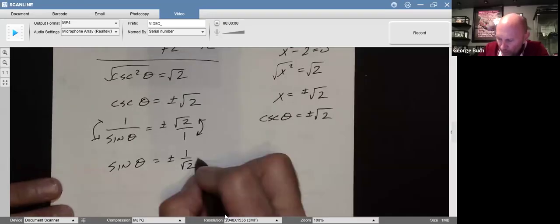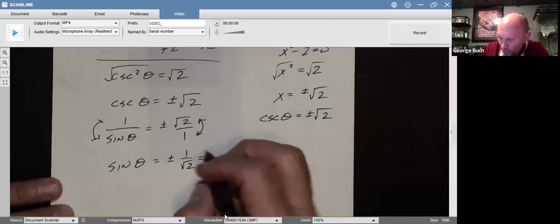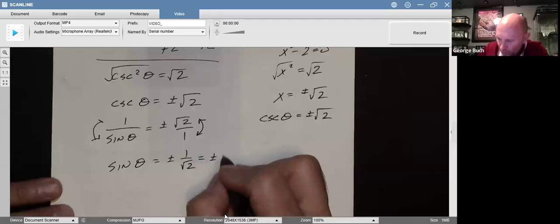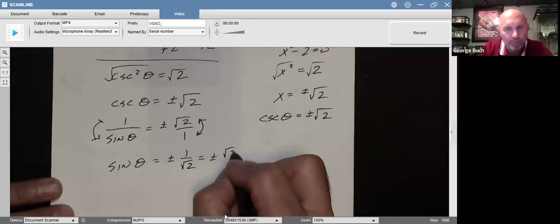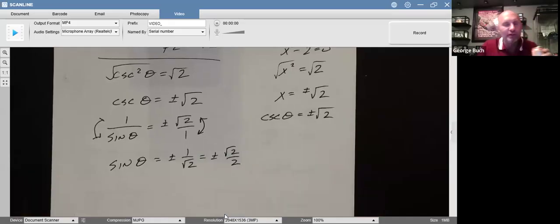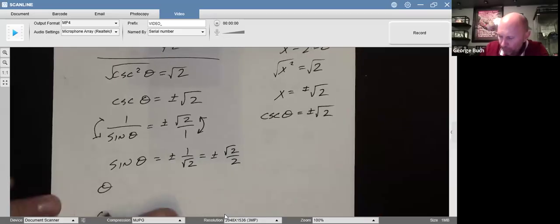And if I rationalize this, this is the same as what? Plus or minus root 2 over 2. So this is why you got to be a little bit decent at rationalizing so you can solve these problems. All right, now that number looks familiar to me. So let me go to my unit circle.